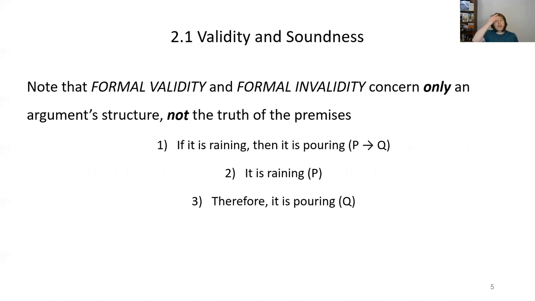Let's take a look at just a few examples of arguments that are all formally valid, just to help show how validity and invalidity are structural features of the argument. We worked through this one in class already. If it is raining, then it is pouring. It is raining, therefore it is pouring. Now, this is a formally valid argument. If 1 and 2 are true, those are our premises, then 3, the conclusion, has to be true as well.